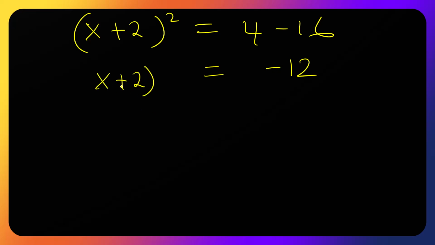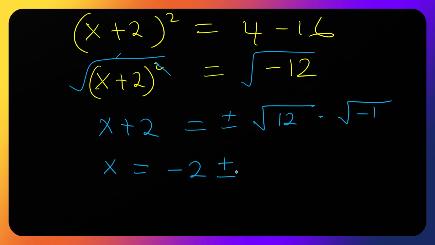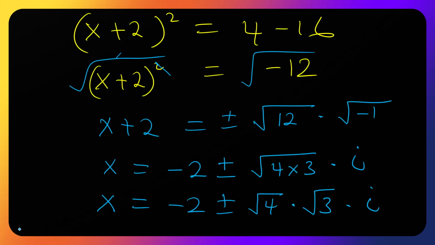And you have (x plus 2) all squared. Let's take the square root on both sides. So this side will go x plus 2, that will be plus or minus. This one is the same as square root of 12 times square root of minus 1. So we have x equals minus 2 plus or minus, and we can write this one as 4 times 3. So the square root of -1 from complex numbers will be i. So we have minus 2 plus or minus square root of 4 times square root of 3 times i. So this one is a perfect square, that will be 2. So x will be minus 2 plus or minus 2 root 3 i.